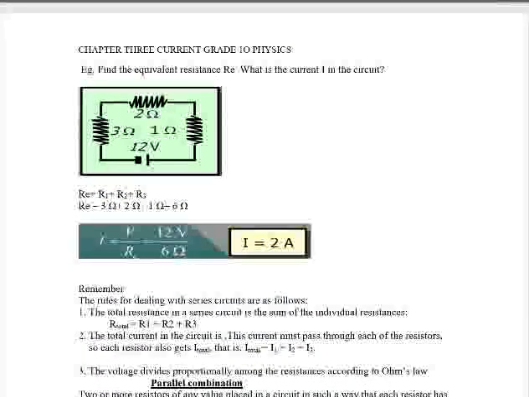We have one example here. Find the equivalent resistance. What is the current in the circuit? Here we have three resistors, 1, 2, 3, and these three resistors are combined in series. Therefore, we can take the algebraic sum, R1 plus R2 plus R3: 3, 2, 1. Finally, we get 6 ohm. This is the total resistance. And we are asked to determine the current in the circuit, that means the total current. The voltage is this much, V total over R equivalent. V total is 12, 12 over 6, it becomes 2 ampere.